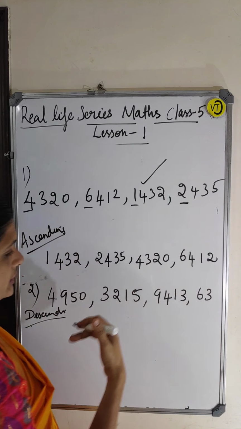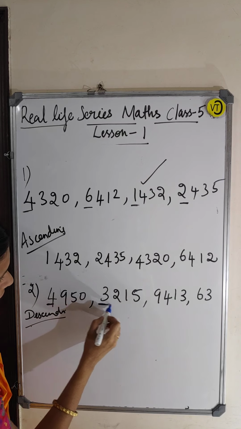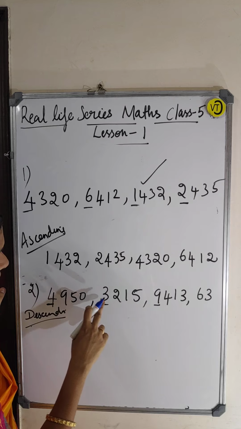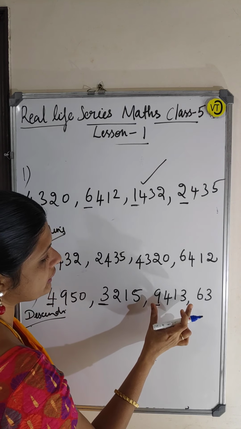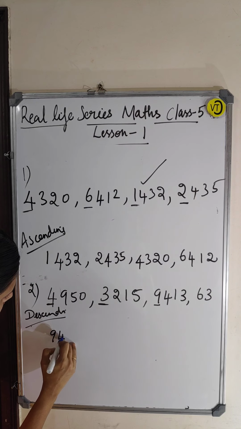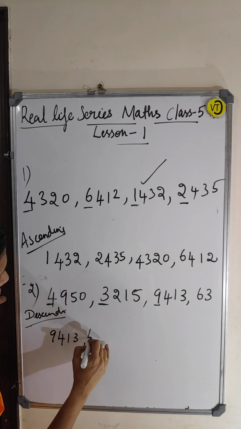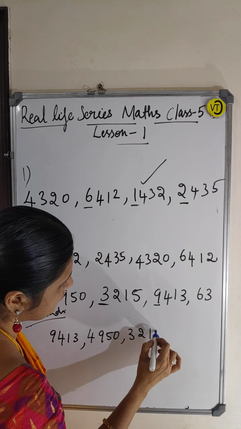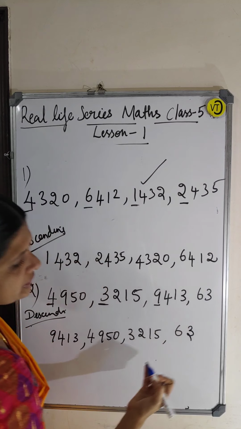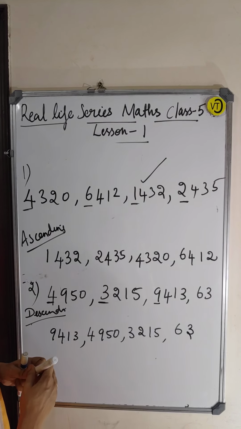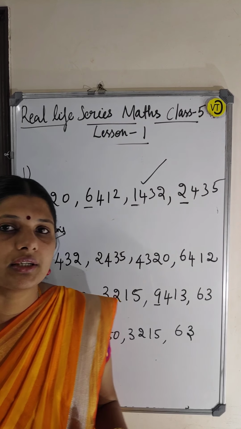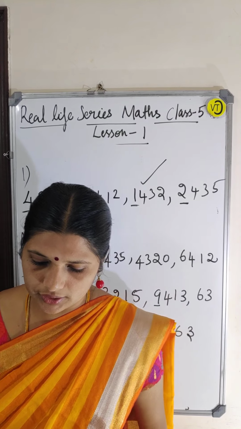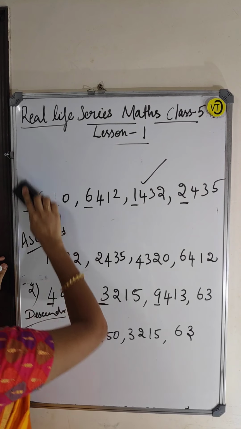Biggest number to smallest number. Which is the biggest number here? The one starting with 9. So first you check the first digit. So 4, this is 3, this is 9: 9,413. You have to write it first. Then 4,950. Then 3,215. The last number is 63. Okay, this is the descending order. So you know, guys, how to write the ascending order and how to write the descending order. Already you learned, right?